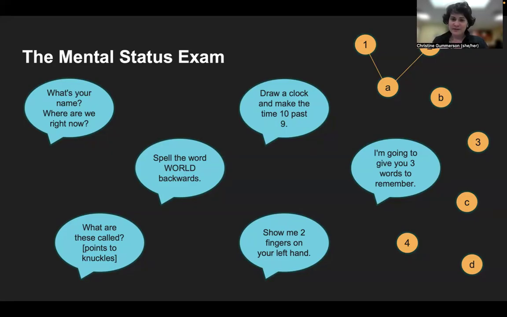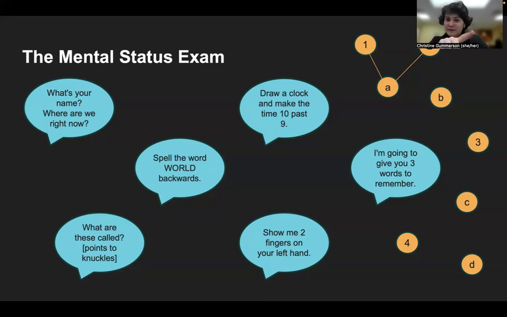Another set of tests that you might do, I might give you 3 words to remember and ask you in a couple more minutes what they were. I might ask you to show me 2 fingers on your left hand, which would help me to understand that A, you're comprehending what I'm asking of you, and B, that you don't have any left-right confusion.